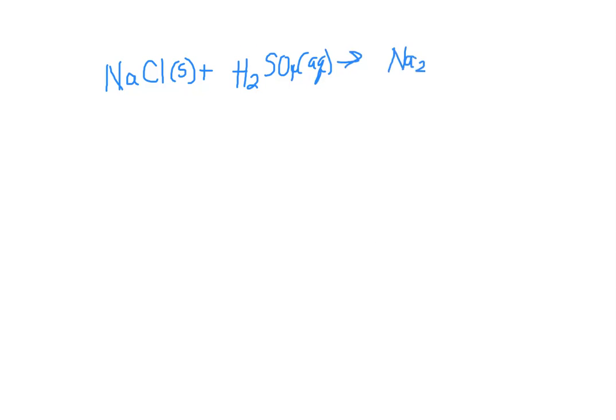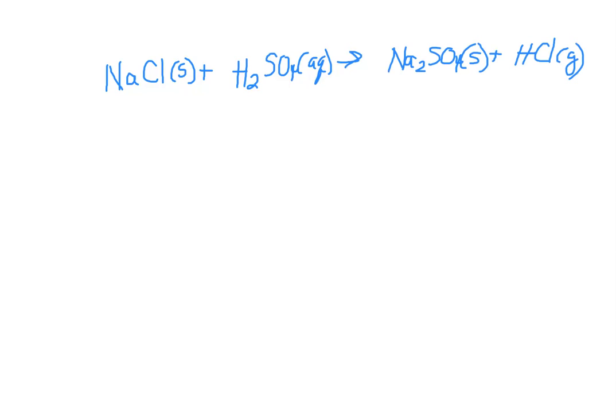They gave you the equation: NaCl plus H2SO4 makes Na2SO4 plus HCl. Okay, it says balance to the equation above. It should say balance the equation above. So let's balance this together.